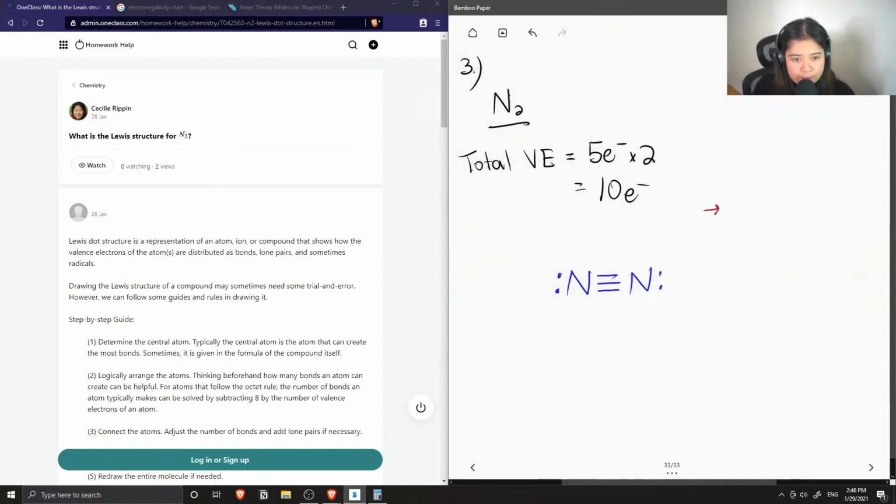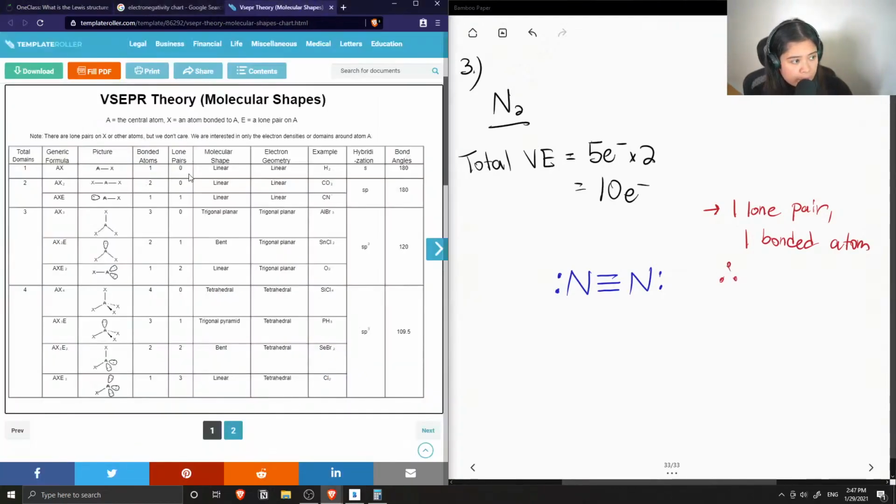If we look at one of the nitrogens, we'll see that it contains 1 lone pair and only 1 bonded atom. If we look at its VSEPR shape, when we have 1 lone pair and 1 bonded atom, its molecular shape and electron geometry is linear.